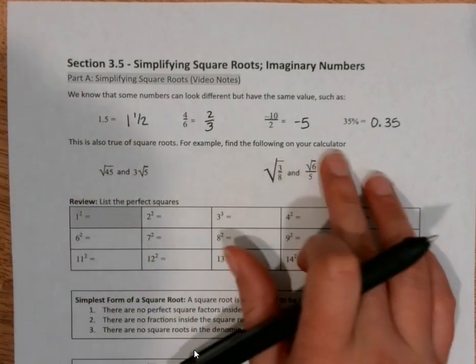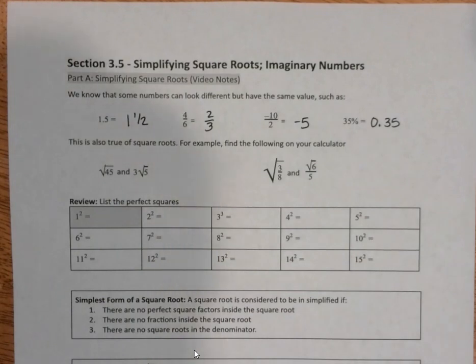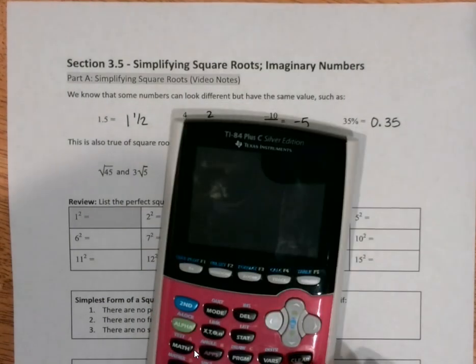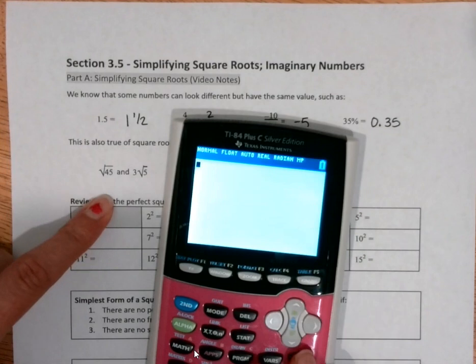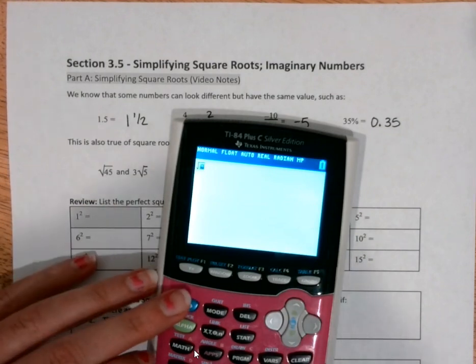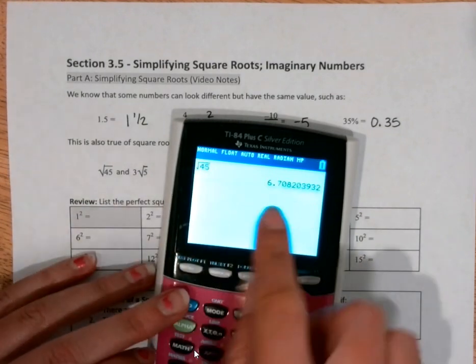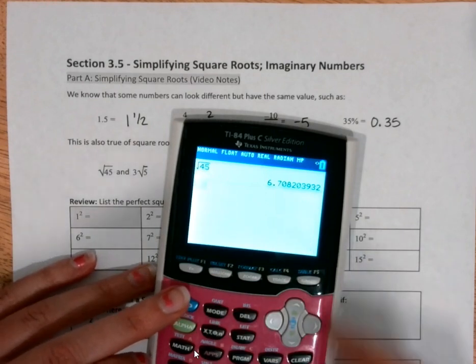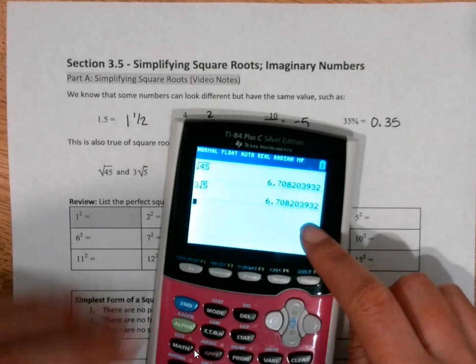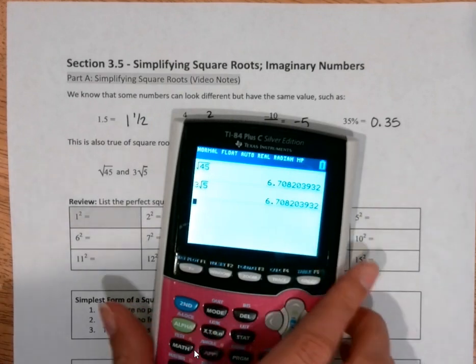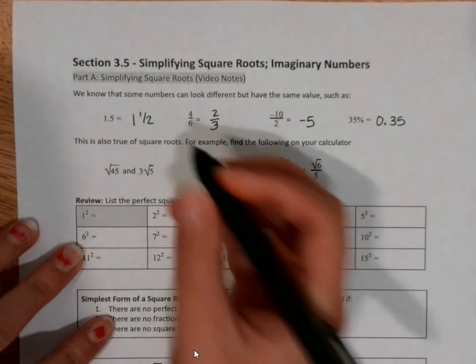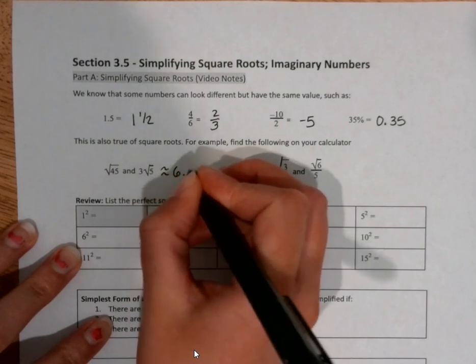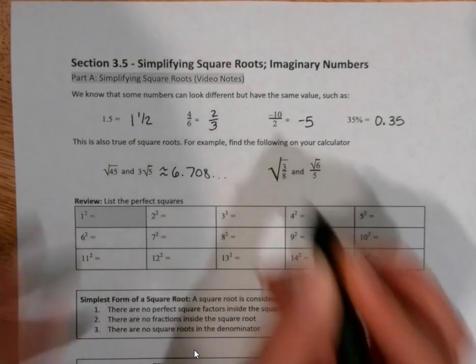Okay, so we're going to find the following on our calculator just to compare them. Starting off here, the first one I have is the square root of 45. I can see that's 6.708, and if I do 3 times the square root of 5, 6.708, they're the same decimal, so they have the same value. Both of those are approximately 6.708.